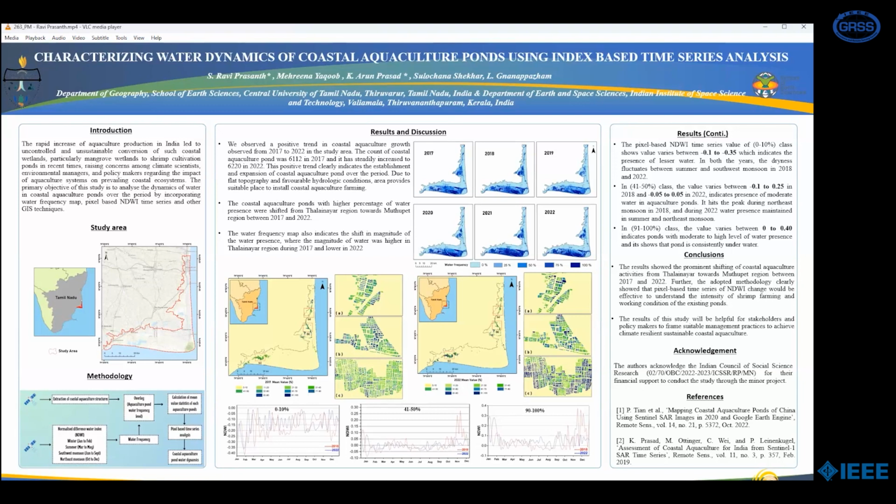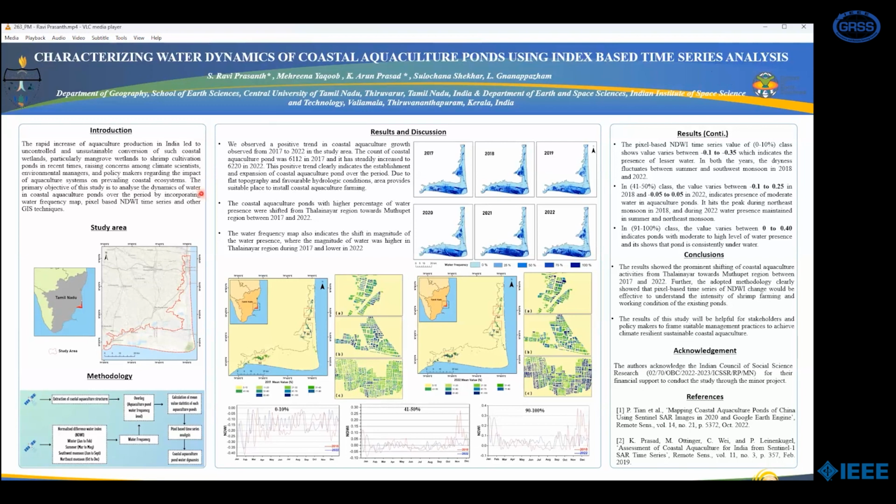This rapid increase of aquaculture production in India led to uncontrolled and unsustainable conversion of coastal wetlands, particularly mangroves, to shrimp cultivation ponds in recent times, which is raising concerns among climate scientists, environmental managers, and policymakers regarding the impact of aquaculture systems on the prevailing coastal ecosystem. So the accurate monitoring of water presence in aquaculture ponds is very crucial for health, productivity, sustainable management, and competent decision making in coastal aquaculture ponds.